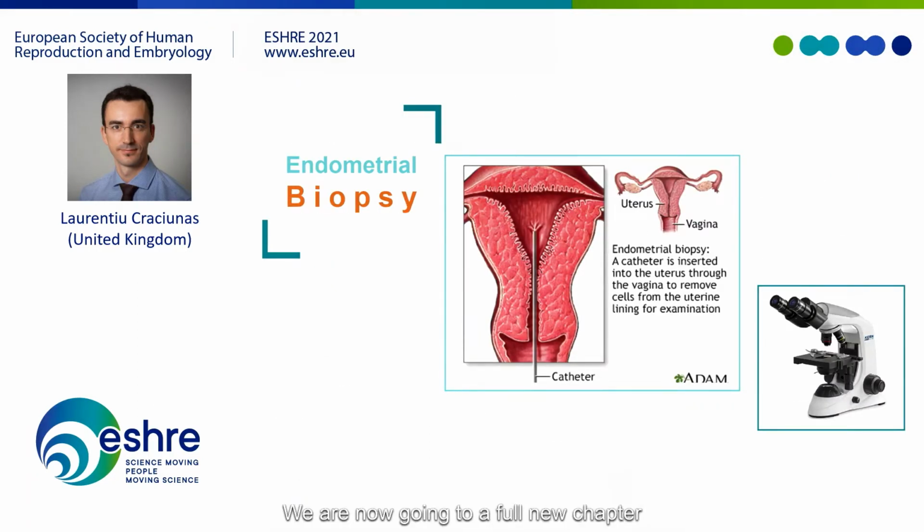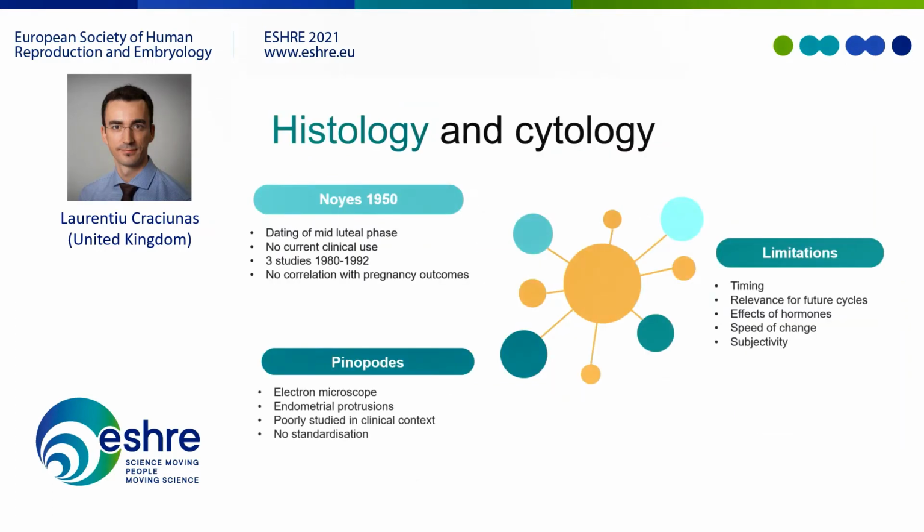We are now going to a full new chapter of endometrial receptivity testing, a chapter that combines the old and the modern. For historical reasons, I am mentioning the Noyes criteria of dating the endometrium, as he was the first one to describe the histological changes based on the phase of the menstrual cycle in the 1950s. Very few studies investigated histological dating and subsequent pregnancy outcomes. It has very limited clinical use in relation to fertility.